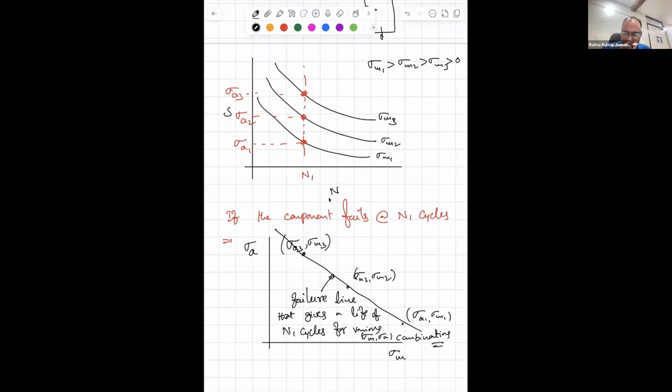Are there any questions here, or is it clear or not? Clear, sir. This line is straight? Yes, Srikanth. This line is straight because n1 is constant. So this line is giving you n1 number of cycles. If n1 is the life, corresponding to that life, these are the combinations of stresses that give you failure at n1 number of cycles. So this diagram is also called a constant life diagram.